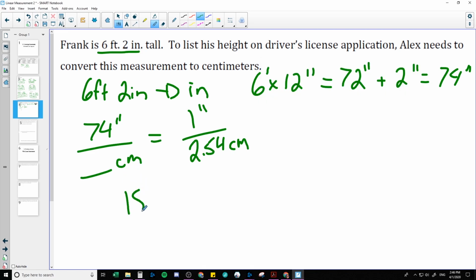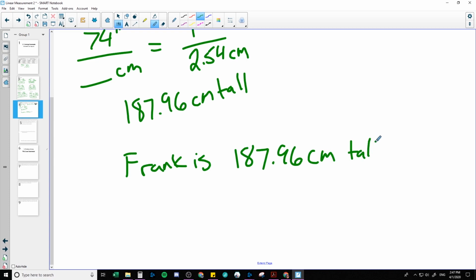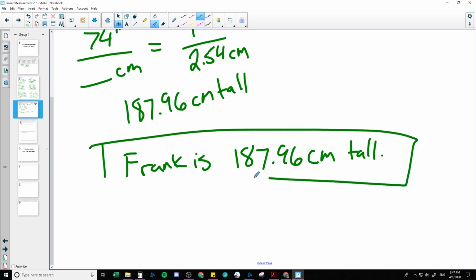So he is 187.96 centimeters tall. Okay. It's wanting us to, let's see, Frank is 6 feet 2 inches tall. So we'll just say Frank is 187.96 centimeters tall. Call that a happy day.